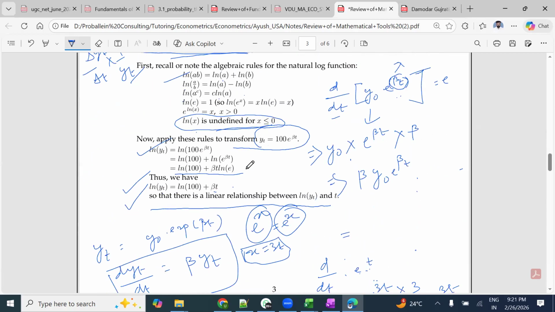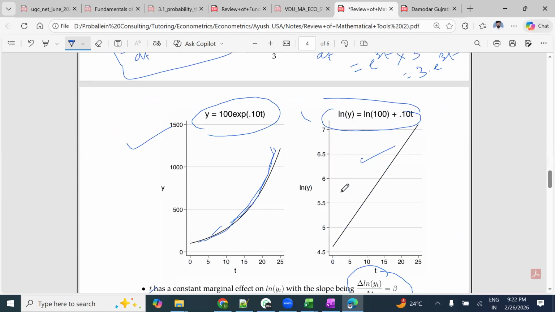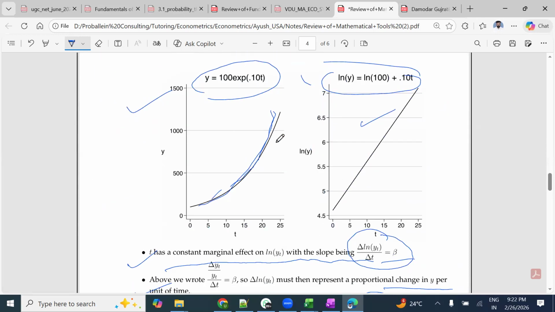Okay, so this thing you have to try with an example. The first one, another example, and this one you have to try. This is a non-linear function. You take ln on both sides, then applying the natural log function rule, you get this, right? So now the question is whether there is a linear relationship between ln yt and t. This is the question.